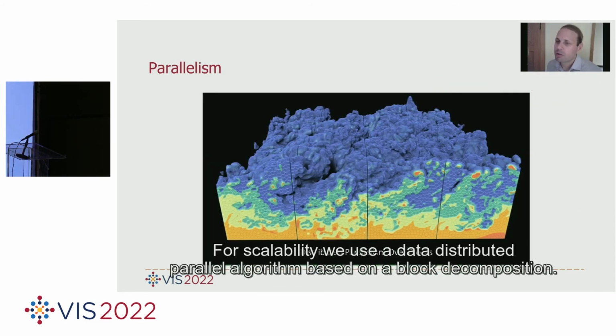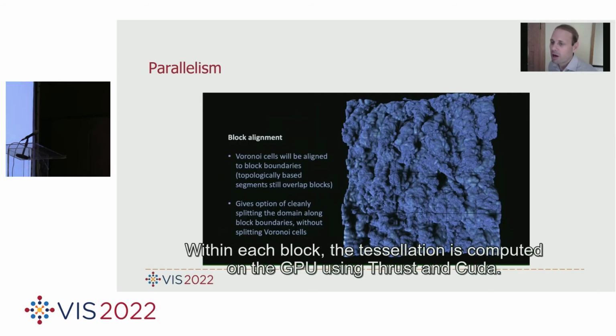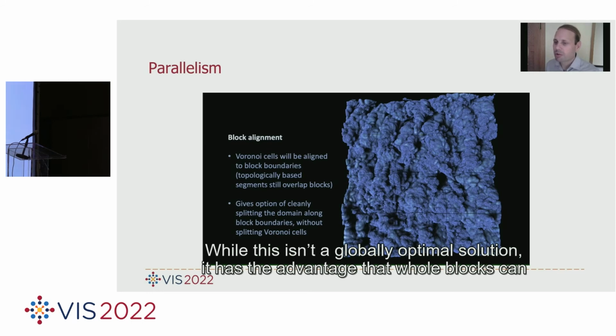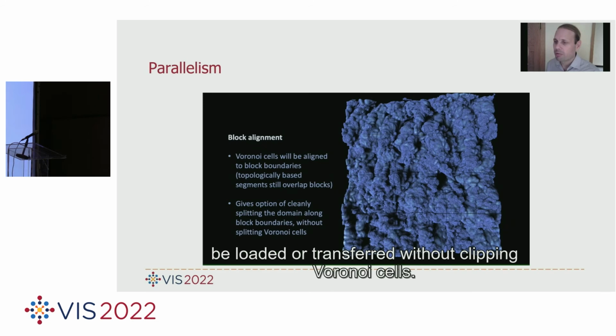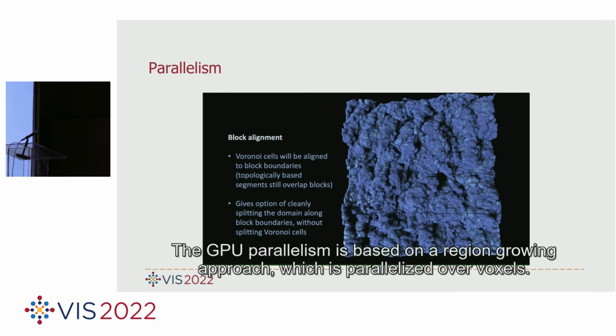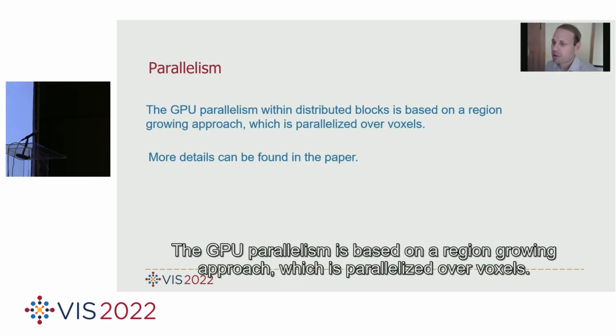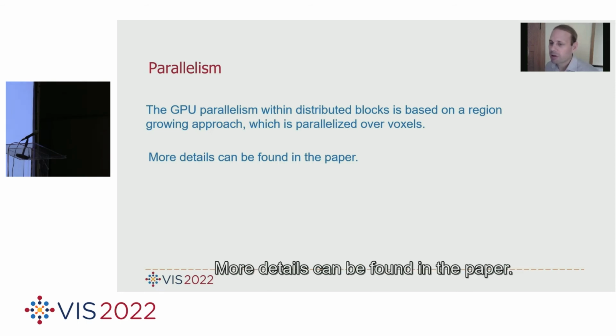For scalability, we use a data-distributed parallel algorithm based on a block decomposition with MPI. Within each block, the tessellation is computed on the GPU using thrust and CUDA. While this isn't a globally optimal solution, it has the advantage that whole blocks can be loaded or transferred without clipping Voronoi cells. The GPU parallelism is based on a region growing approach, which is parallelized over voxels, and more details can be found in the paper.